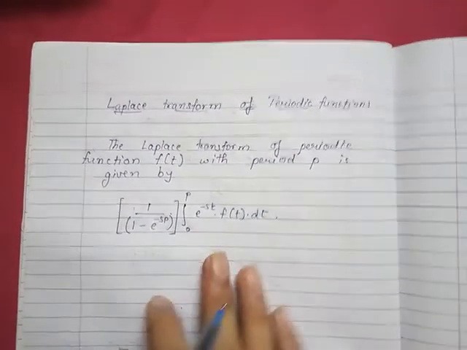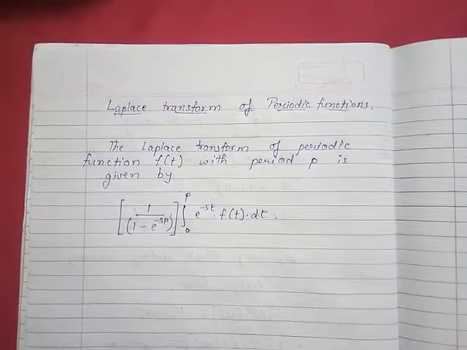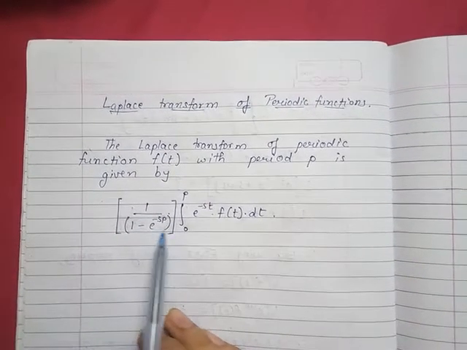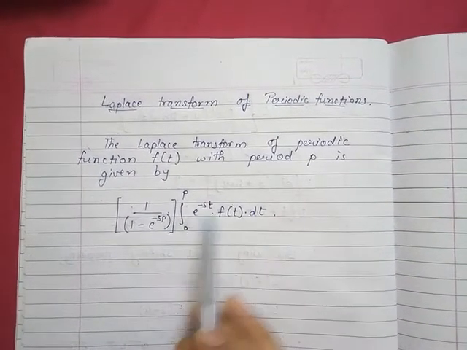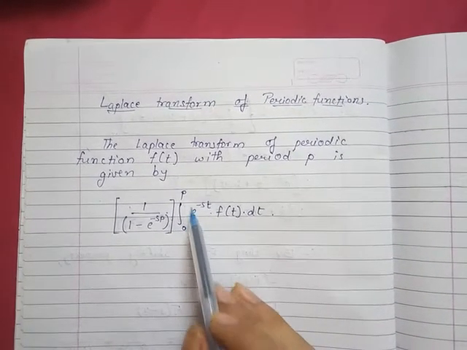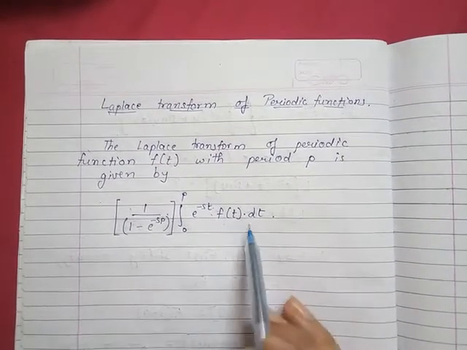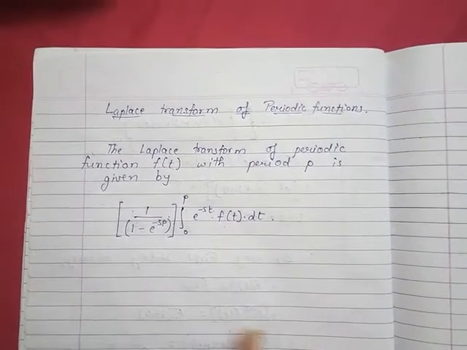So the Laplace transform of a periodic function is given by this formula: 1 upon 1 minus e raised to minus sp, where p is the period of the function, multiplied by the integration from 0 to p of e raised to minus st f of t dt.